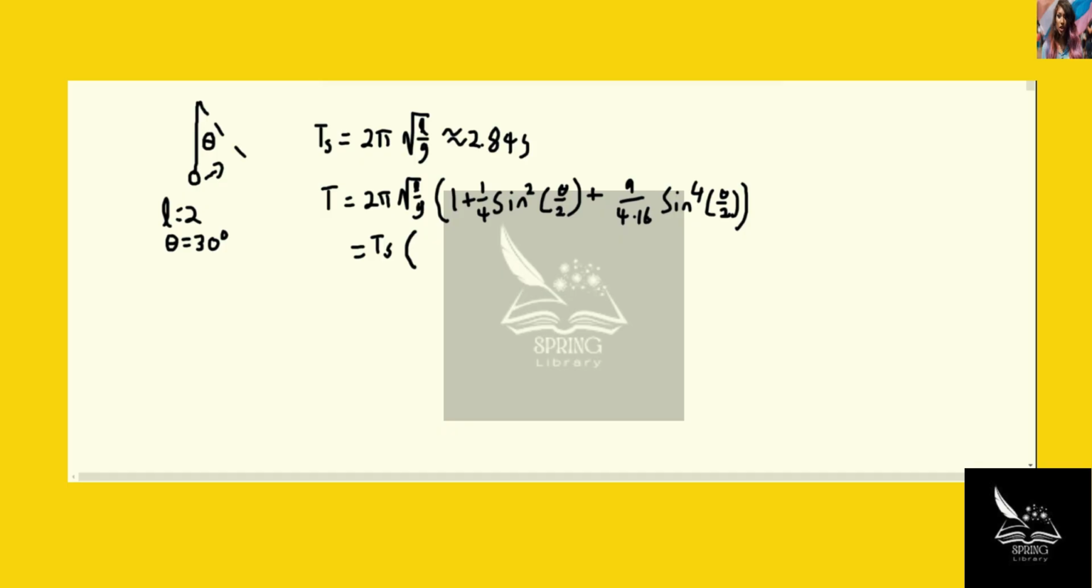And then what you're going to end up with is that this is going to be the simple period times 1.017, which is going to be about 2.89. So we can see that the periods really aren't that different. In fact, the difference is only 1.7%.